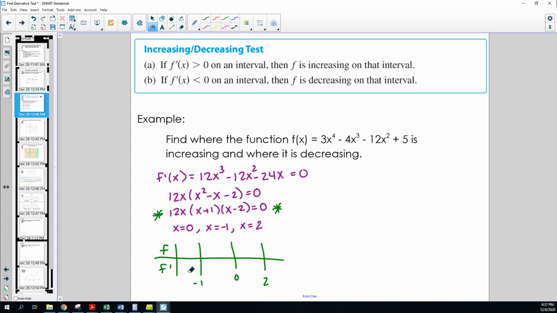So if I plug in a number that's less than negative 1, like negative 2, if I multiply it by 12, this is going to give me a negative number. A negative, and negative 2 plus 1 is going to give me a negative number.